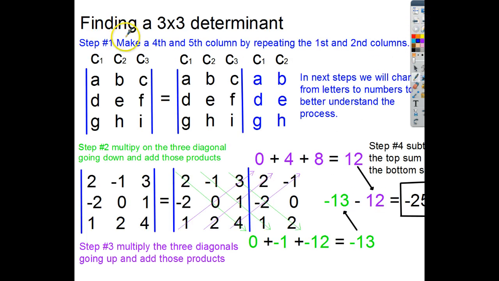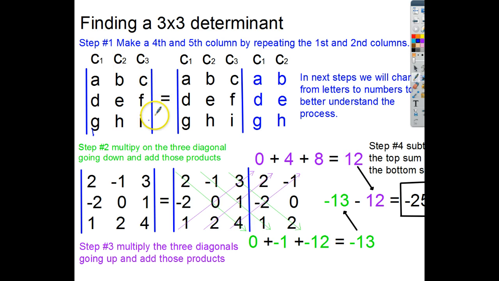All right, here we go. Finding a 3 by 3 determinant. Now, the 2 by 2 is a pretty simple process. The 3 by 3 is a little more complicated. Step 1 is to make a 4th and 5th column by repeating the 1st and 2nd columns. So, again, in our determinant that has just letters in it, I've gone ahead and designated this as column 1. And this is column 2, and this is column 3.